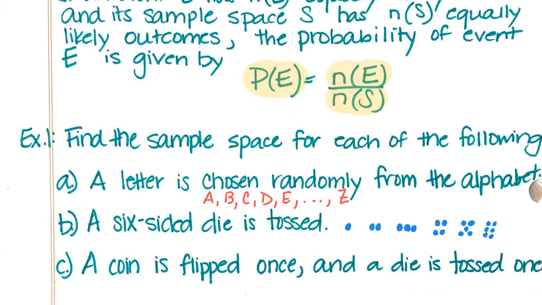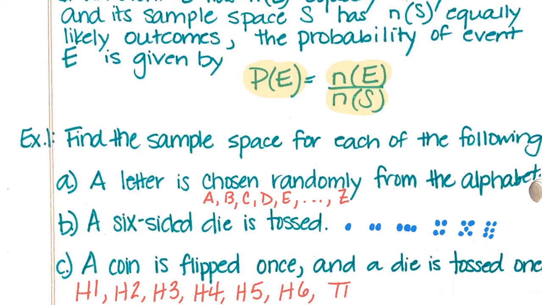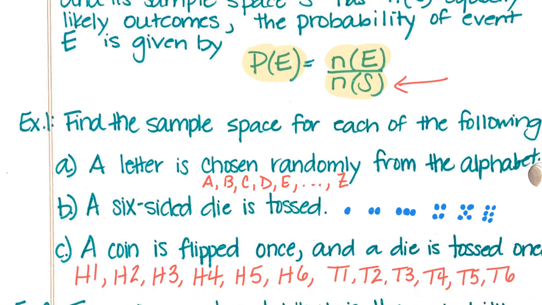And the next one, a coin is flipped once, and a die is tossed once. So I can get heads or tails with the coin flip. So I can get heads 1, 2, 3, 4, 5, 6, or I could get tails 1, 2, 3, 4, 5, 6. So just so you understand what the sample space is, that's always going to be the number right there on the bottom.